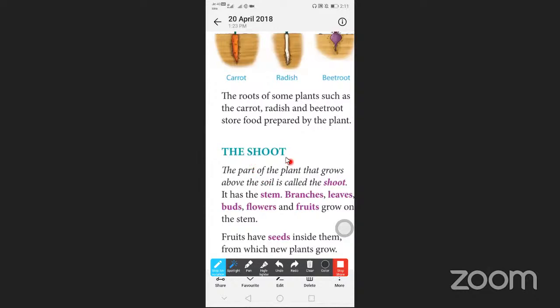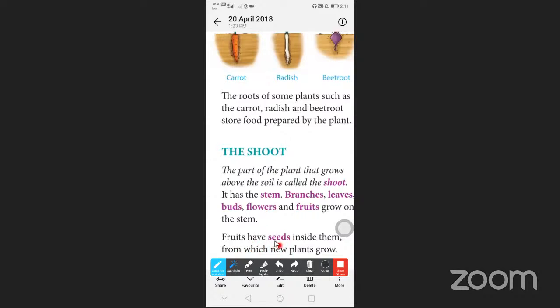So the shoot system has more parts, Nana. So what are those parts? It has the stem and branches and leaves and buds and flowers and fruits that grow on the stem. So all these parts will grow on the stem. So this system is called the shoot system.